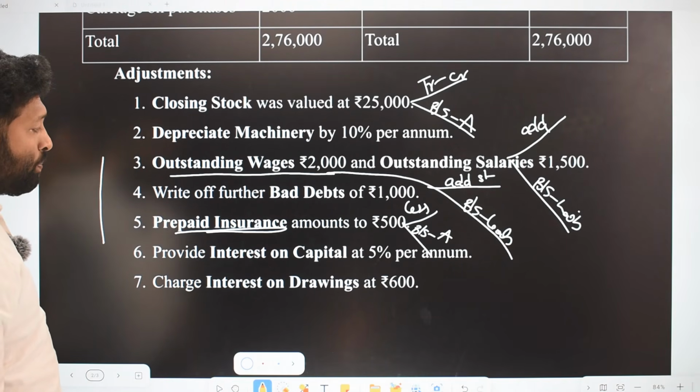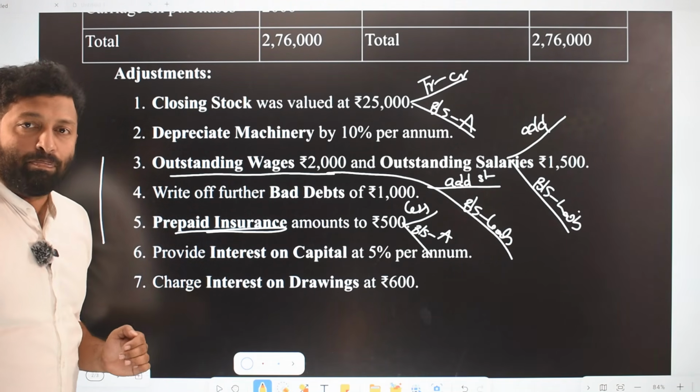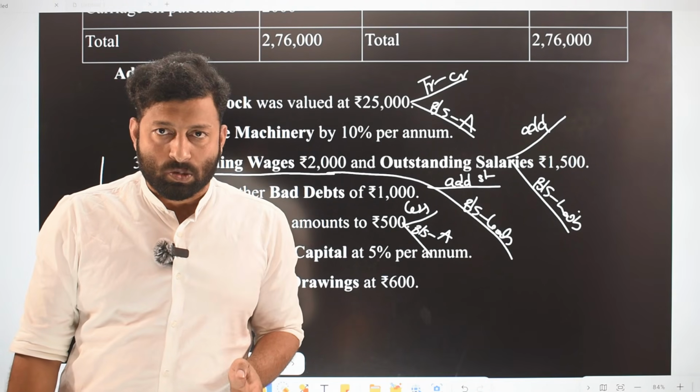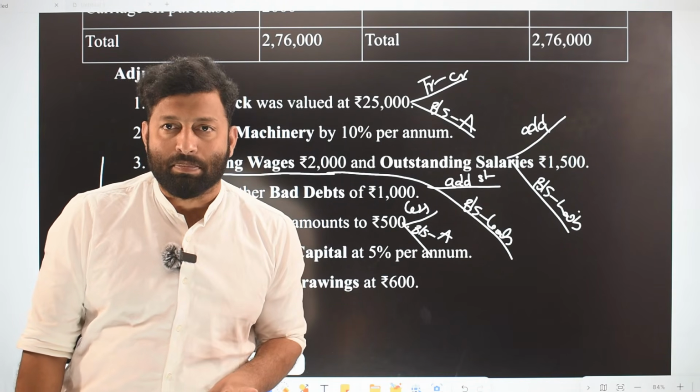Insurance is done. Provide interest on capital. Interest on any liability is an expense. So capital is a liability.